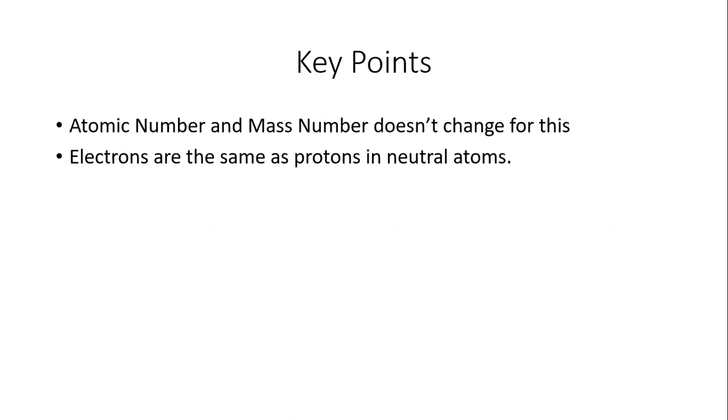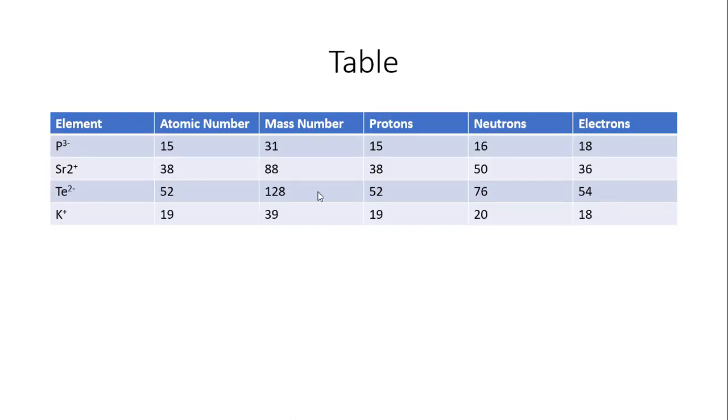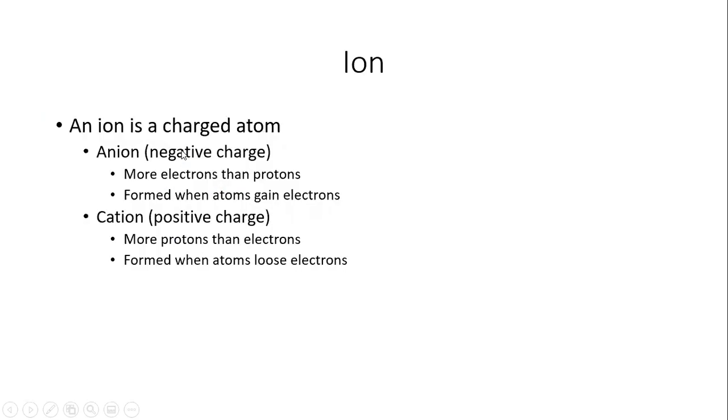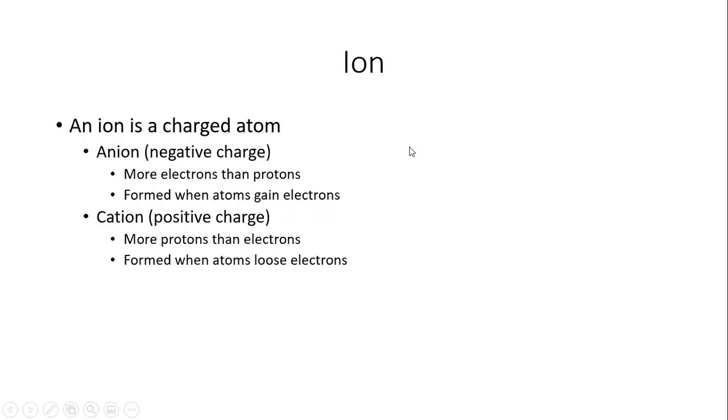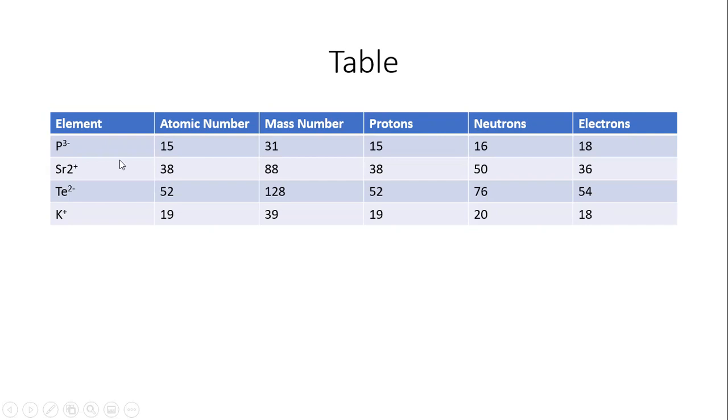So some of the key points from this is that the atomic number and mass number don't change. So as you can see, the atomic number 15 and the mass number for phosphorus 31, it does not change from what you would see in the periodic table. Phosphorus 15, 31. So if you look at the first example right here, if this was aluminum 2 plus, the atomic number, mass number, protons, and neutrons would still be the same. All of this would be the same. And then the electrons would change.